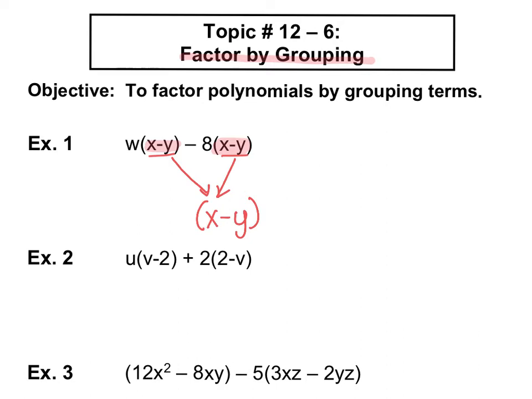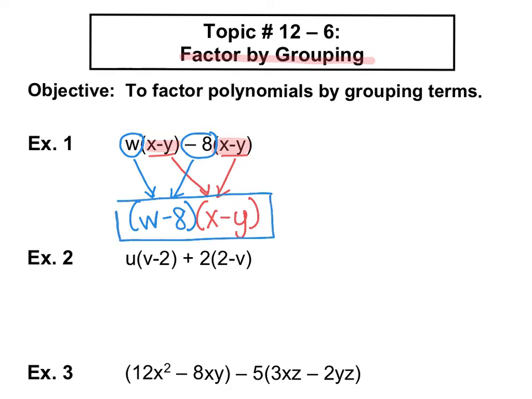Now, what we do with the next part is we have leftovers. We have a w minus 8. Those are going to be pulled out, and they are going to make our second factor. And that's really all we're doing, but we're not always going to have what we need in the parentheses, so we may have to look for some other things at the beginning. But that would be my answer for number one.